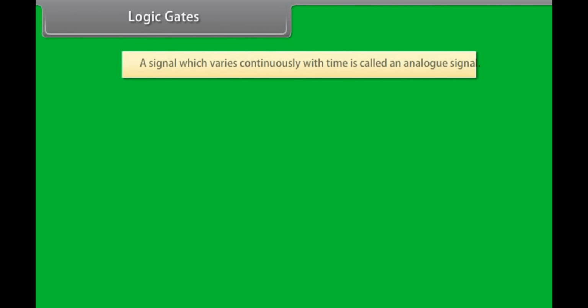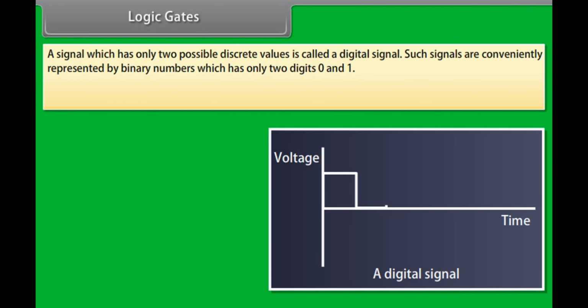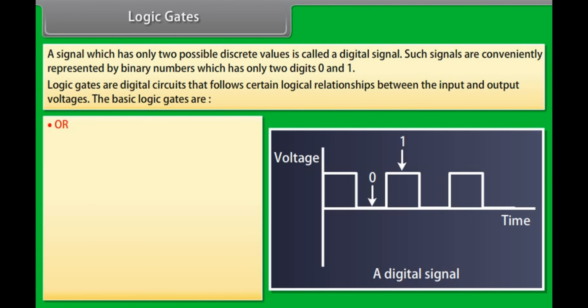Logic gates. A signal which varies continuously with time is called an analog signal. A signal which has only two possible discrete values is called a digital signal. Such signals are conveniently represented by binary numbers which has only two digits, 0 and 1. Logic gates are digital circuits that follow certain logical relationships between the input and output voltages. The basic logic gates are OR, AND, NOT, NAND, NOR.